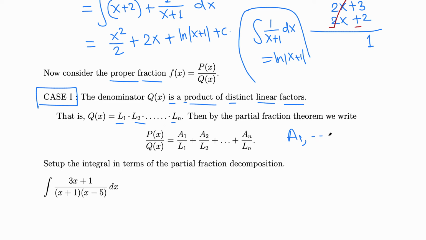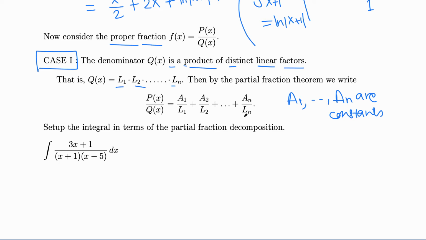A1 all the way to An are just constants, meaning numbers, over L1, L2, Ln, which are just linear factors. This could be like x minus 1, or x plus 2, x minus 7, etc. So we can always write in this way. Then we can easily integrate after that because these are simpler fractions.